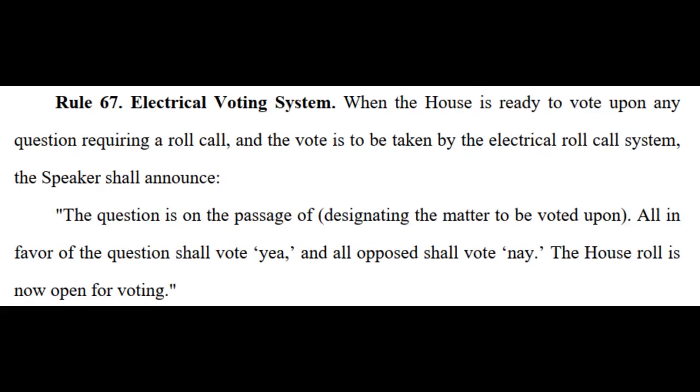Rule 67. Electrical voting system. When the House is ready to vote upon any question requiring a roll call, and the vote is to be taken by the electrical roll call system, the Speaker shall announce, "The question is on the passage of," designating the matter to be voted upon. "All in favor of the question shall vote yea, and all opposed shall vote nay. The House roll is now open for voting."